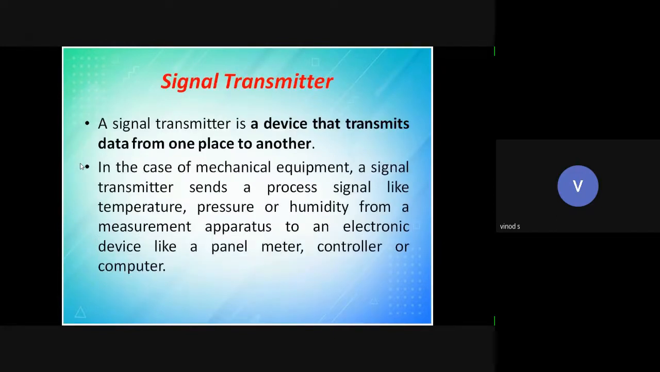Okay. Next, let us move on to the second topic, which is called signal transmitter. A signal transmitter is a device that transmits data from one place to another. So in the first role, we kept a sensor. That sensor has sensed something. The sensed value is very weak, so we gave it to an amplifier. The role of the amplifier is to amplify the signal.